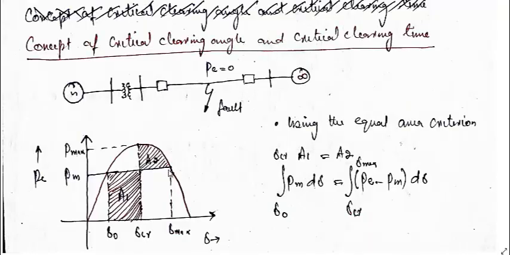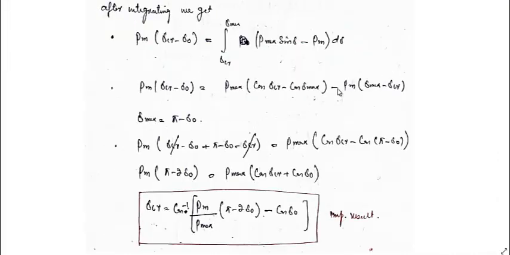Then minus Pm times delta max minus delta CR. This delta max will of course be equal to pi minus delta naught. I have shown you in the previous lectures also.